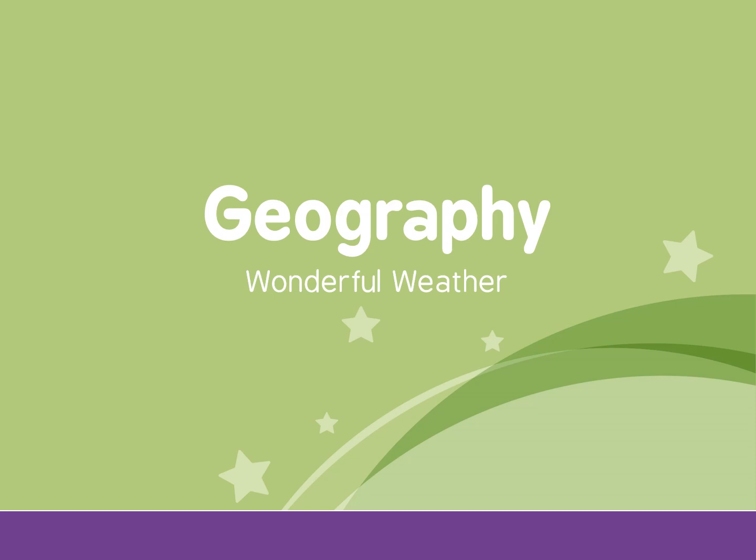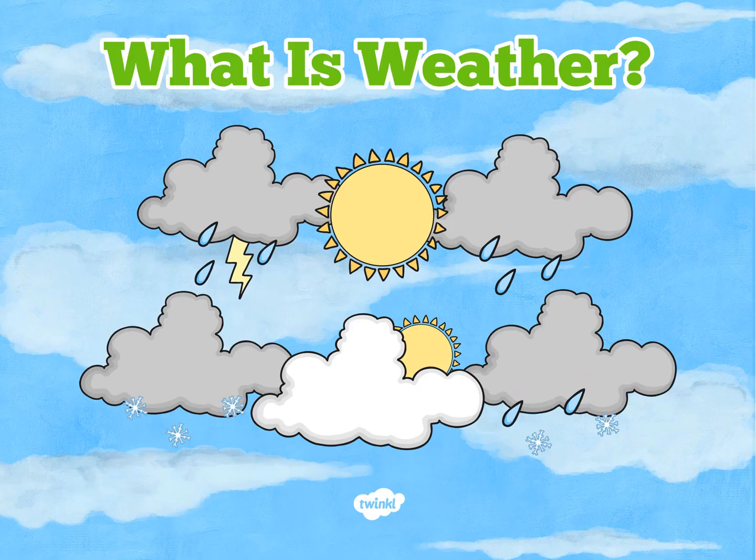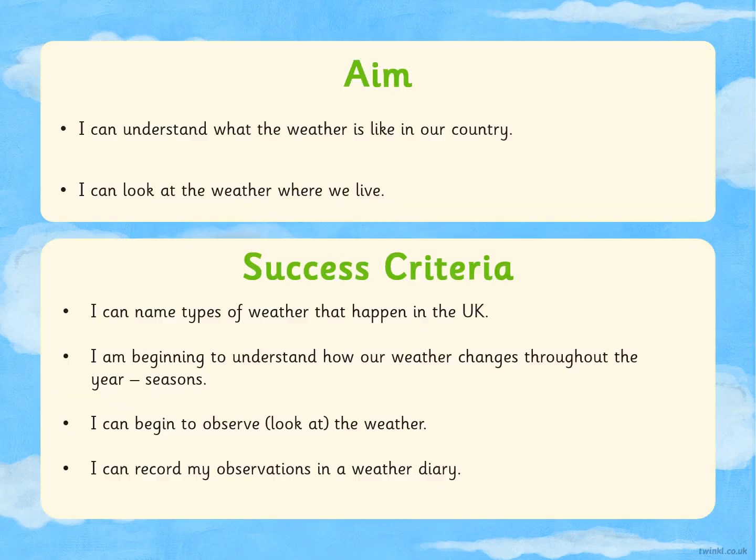Look at the weather. First of all, we're going to have a look at the weather that we have in our country and around Dukinfield. We're going to talk about what weather is, how we can check for the weather, look at weather forecasts and different types of weather. What the weather's like in our country and the weather about where we live.